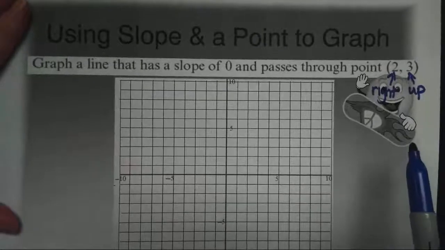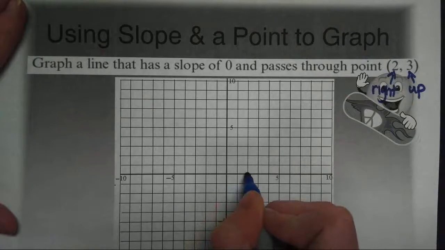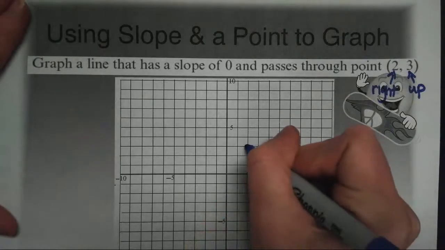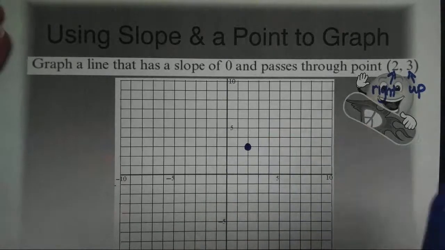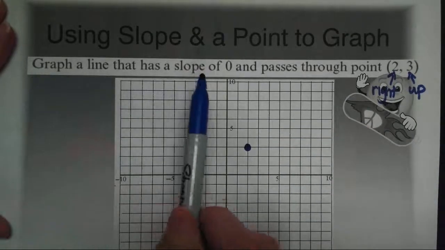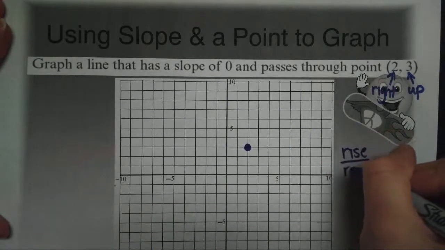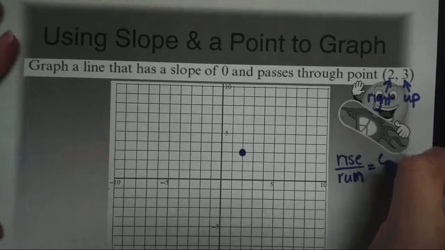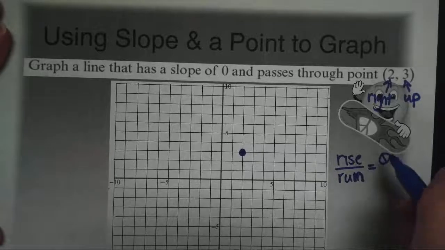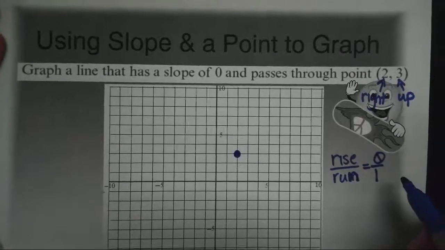So in order to graph that point, I'll start at the origin and go right 2, 1, 2, and up 3, 1, 2, 3, and draw a point. Now that point is on my line. Now this says that I want to graph a line that has a slope of 0. So my rise over run, or my m, equals 0. Now in order to make that a fraction, I can just make it a 1. It really doesn't matter what number's down here, because 0 divided by anything is still going to be 0.